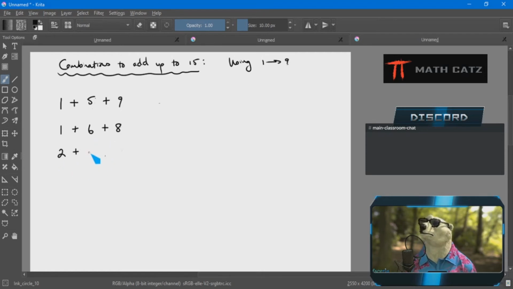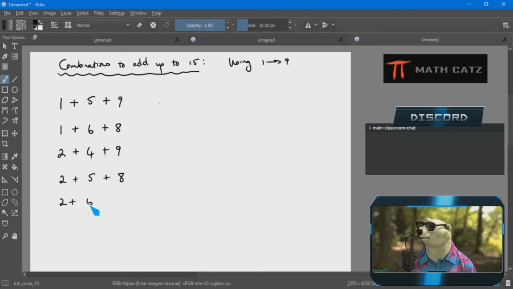So starting with a 2, there's no need to go down to a 1, right? Because I would have seen that when I started with a 1 already, which means I only need to go higher. So the next one is a 3. But that gives me 5, so I would need a 10, and that's not going to work. So I go 4. 2 plus 4 is 6. So the next one would be a 9, which is a new combination that I don't have yet. Stick with a 2, then go up to my next second number. So now I have a 7, and the next one would be an 8 to complete it.